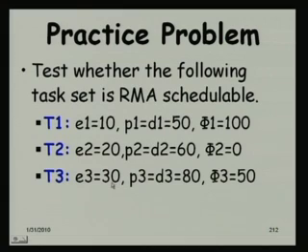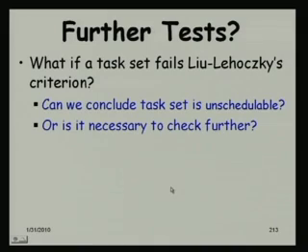Now, what about T3? T3 runtime is 30 and period is 80, and in 80, 2 instances of T1 and 2 instances of T2 will occur, right. So, 2 into 10 is 20, 2 into 20 is 40. So, 40 plus 20 is 60, 60 plus 30 is 90, which is more than 80. So, for the third one, the Liu-Lehoczky criterion is not satisfied, and according to Liu-Lehoczky this is not schedulable. But what do we do if the task set fails Liu-Lehoczky's criterion?